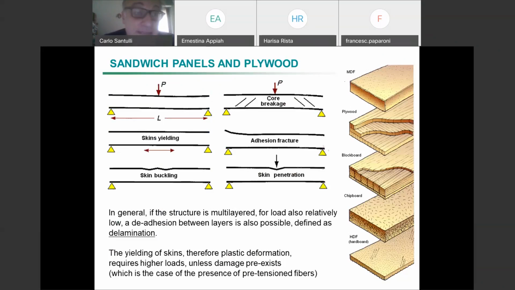Or you might have a penetration, which is even worse. So you might have a compression which leads to the fracture of the skin by shear, not by compression, by shear. So it's not a core breakage. You have a shear fracture which leads to a kind of partial penetration.